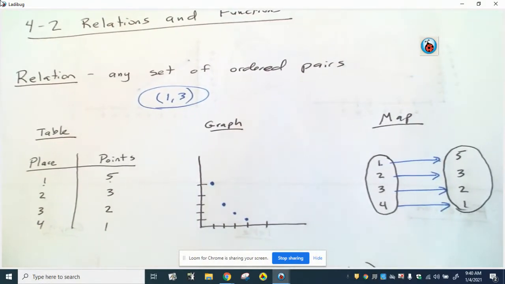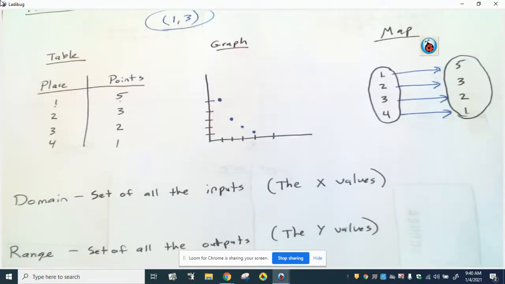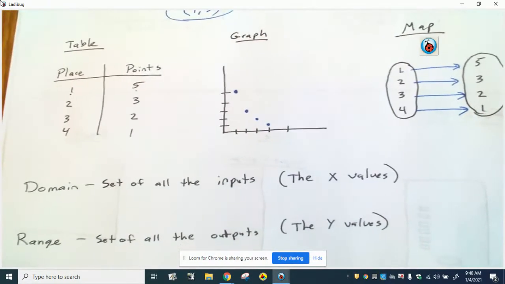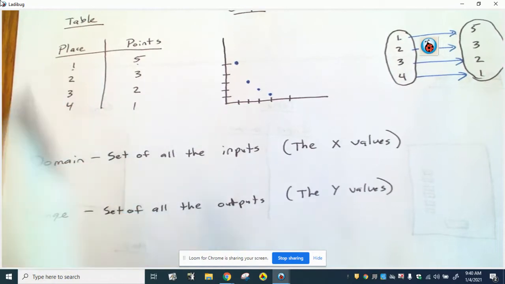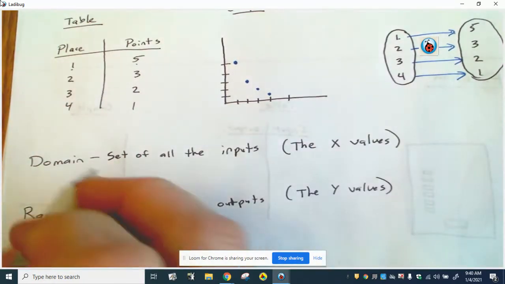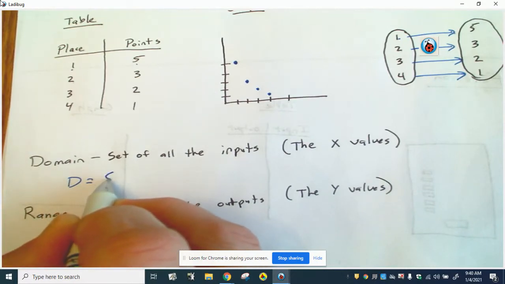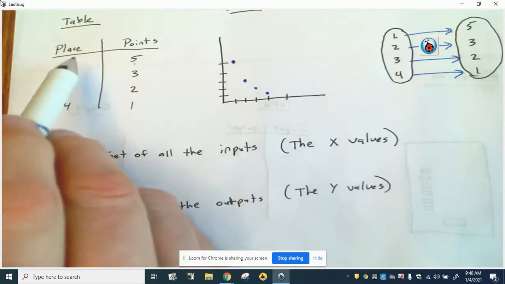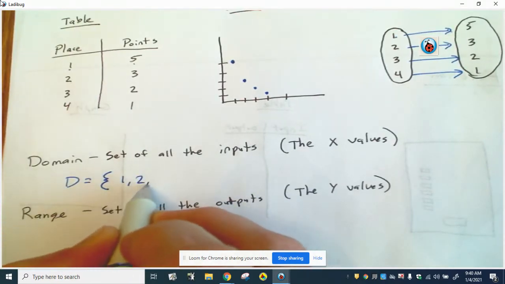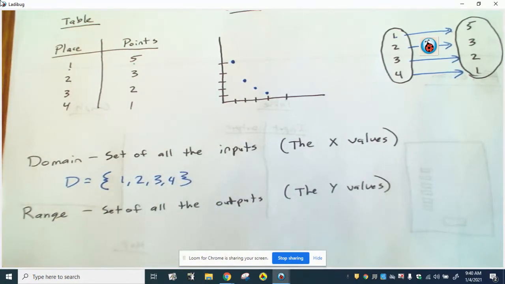So the next thing we're going to talk about is what domain and range are, okay? Domain is basically just the set of all the inputs. It's the x values. So for this example up here, what we would write is we use this little squiggly parenthesis, and we basically list all the x values. It's 1, 2, 3, and 4. Those are the only x values listed.